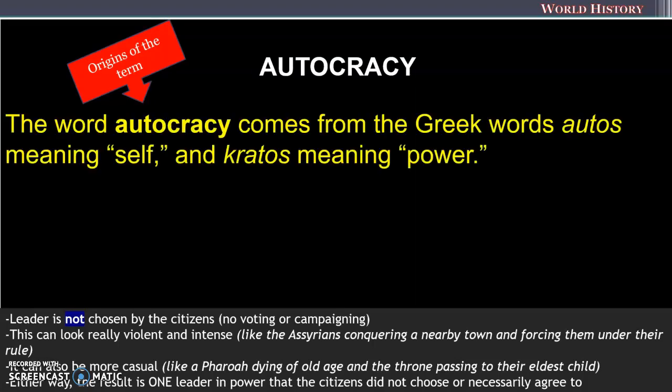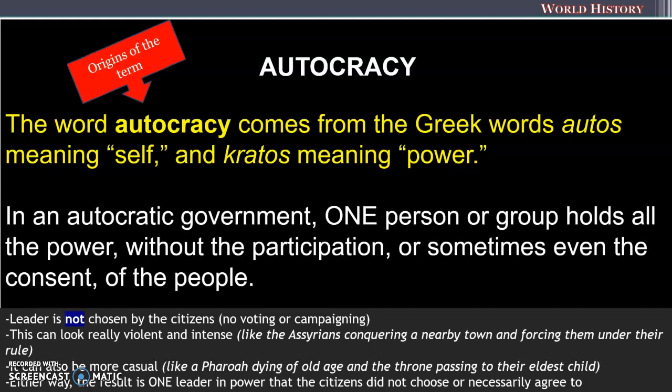Let's look at the origins. The word autocracy comes from the Greek words autos, meaning self, and kratos, meaning power. In an autocratic government, one person or group holds all the power without the participation or sometimes even the consent of the people. So let's look at some supplemental information. The leader is not chosen by the citizens, so there's no voting or campaigning.